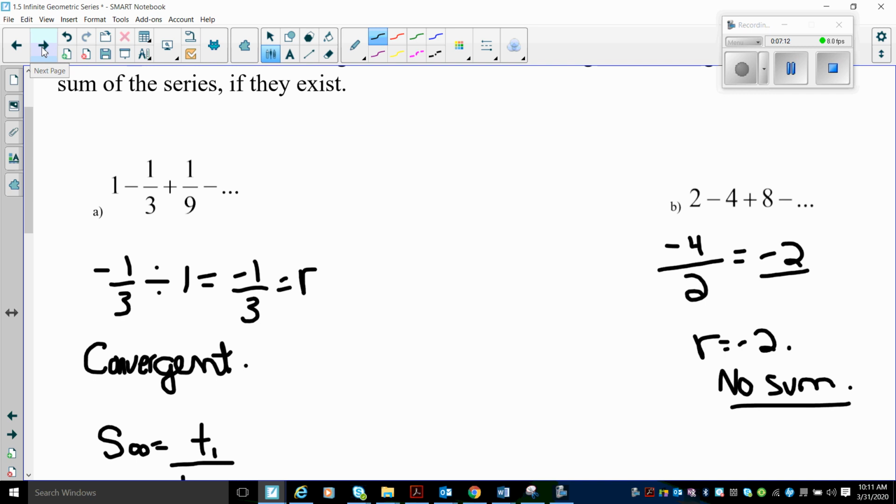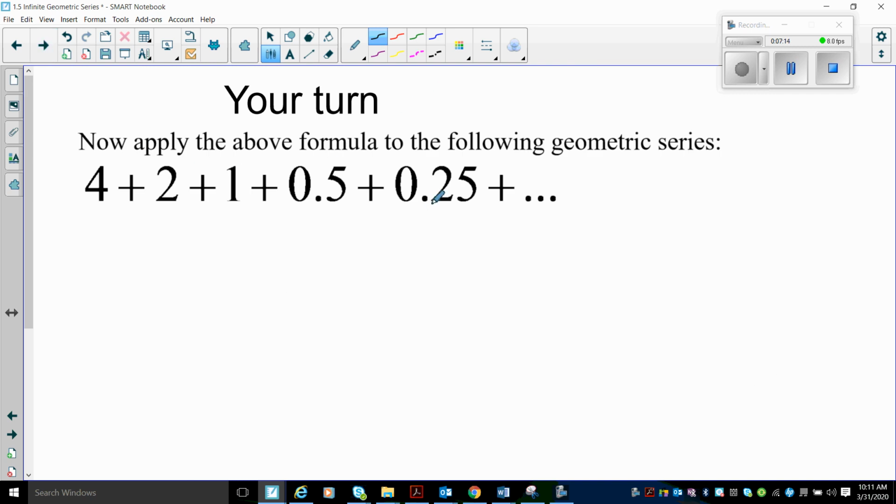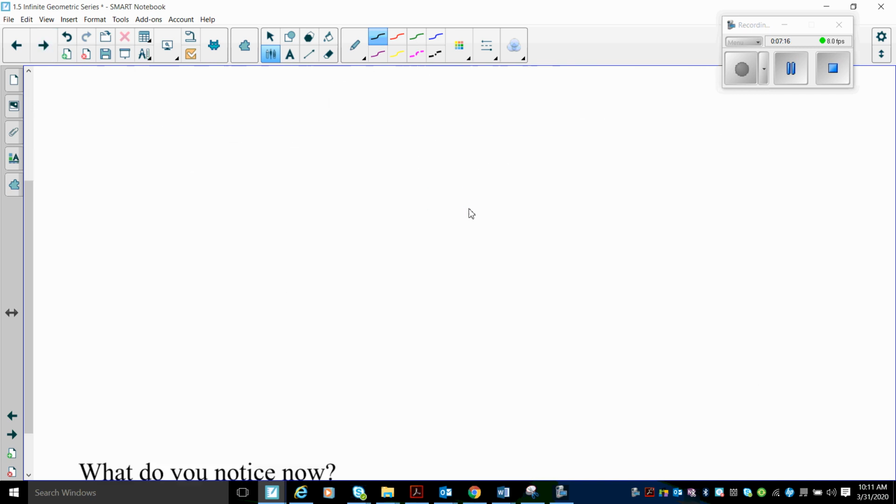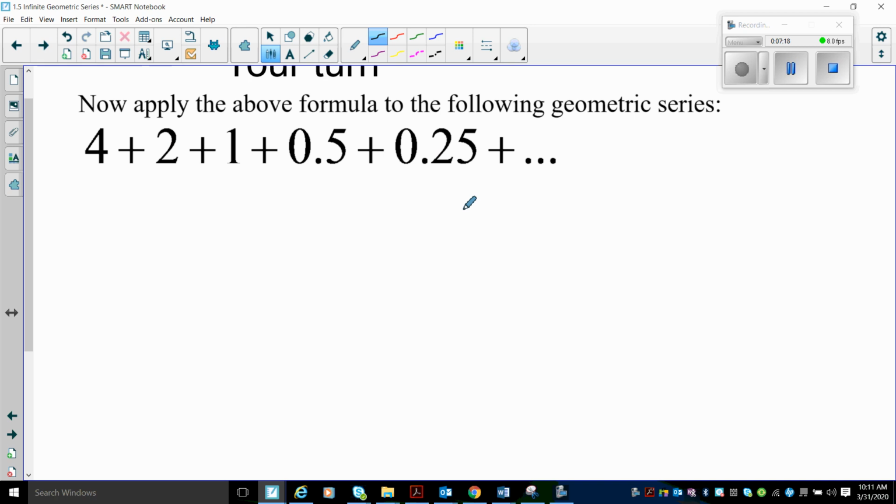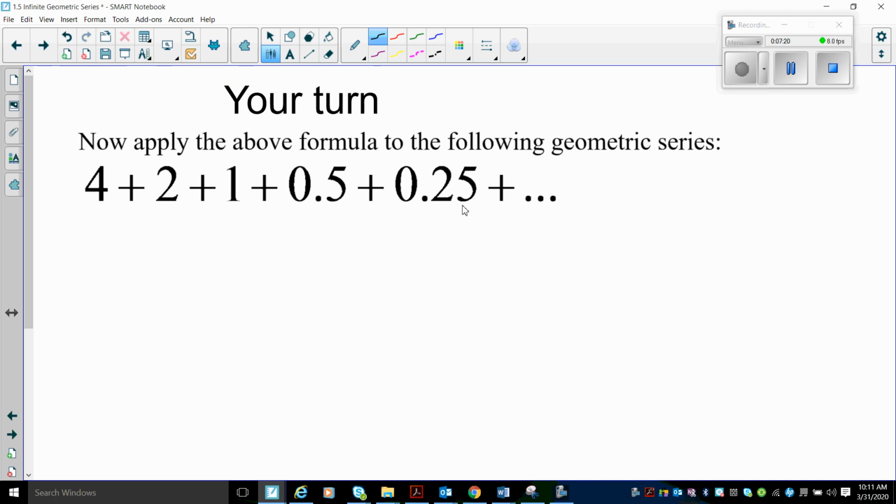There is a your turn. We'd like you to try this one and see if it is convergent or divergent, and if you can find a sum or not. I'll let you try that. I would recommend trying the 1.5 bell work that's in the Teams class materials folder, and then I will assign an assignment for you to try through the assignment section of Teams at a later date. Thanks for watching.